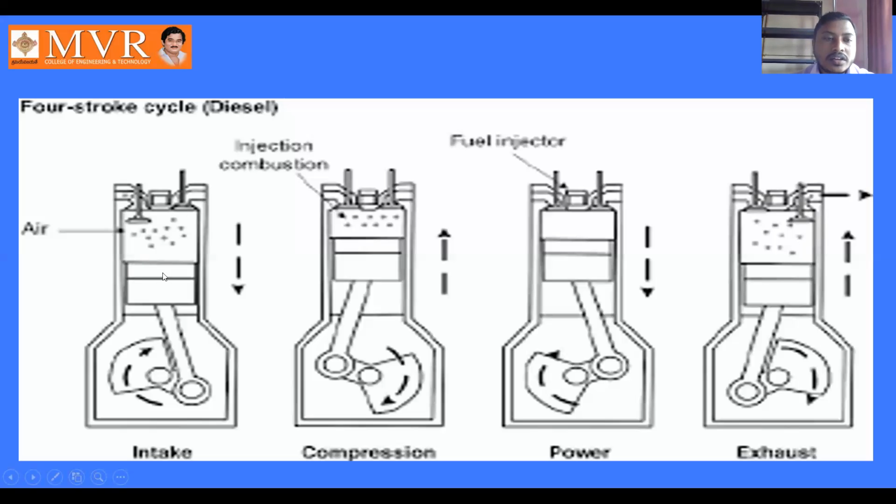See here, the inlet valve opens. When the inlet valve opens, the air is sucked into the engine cylinder. And coming to the second one, compression has been done here. The air is compressed in the engine cylinder, and after that, by using this fuel injector, the fuel is injected into the engine cylinder.